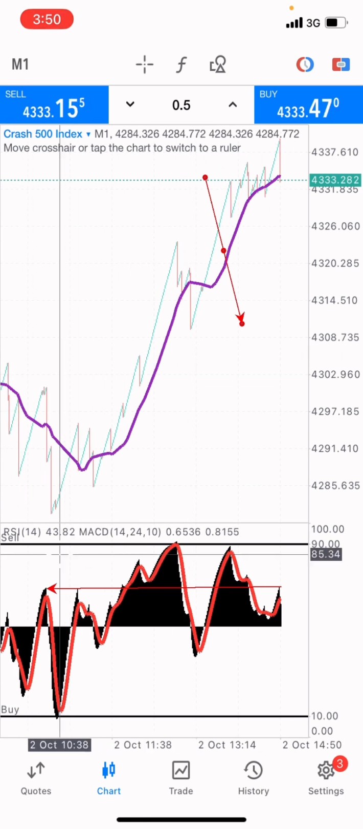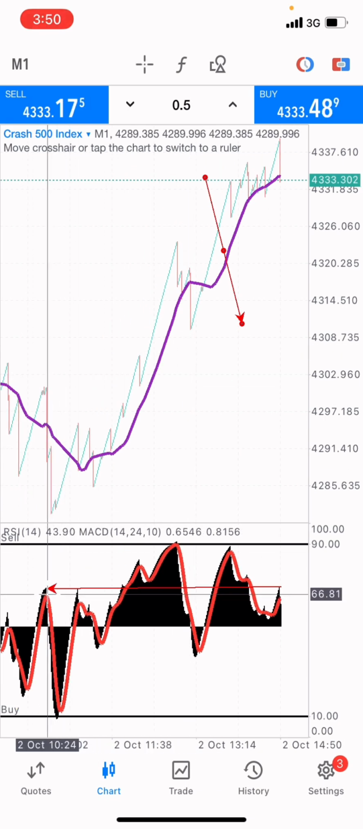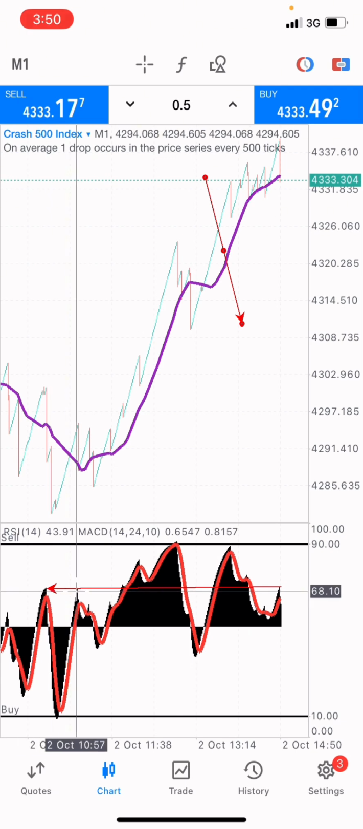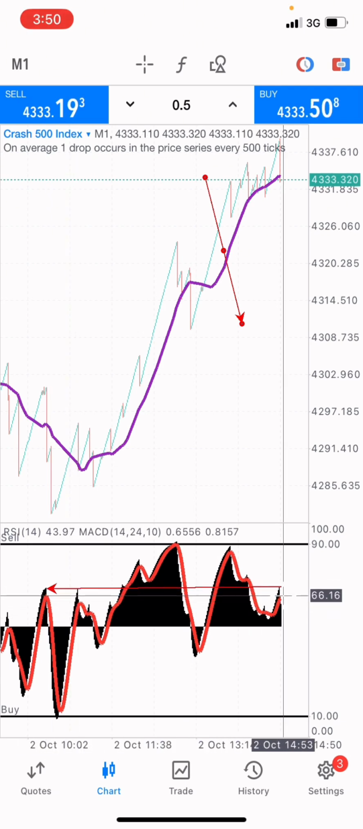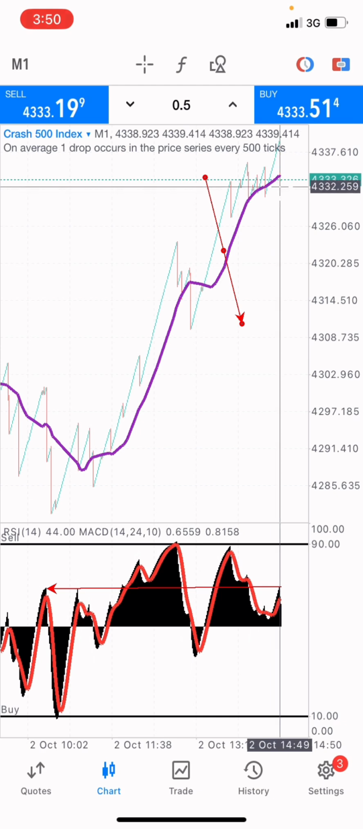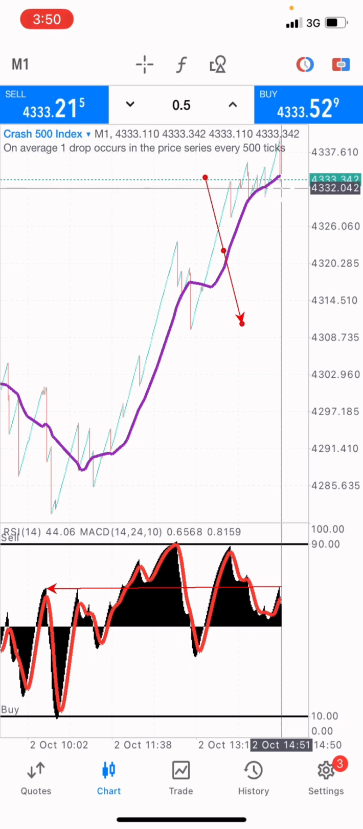At this point here, you saw that there was a spike at this very moment right here. At this point here, there was a spike at this point. All right, now at this point here, the spike just came through into this market. Perfect, guys. So this is how you trade on the crash market.